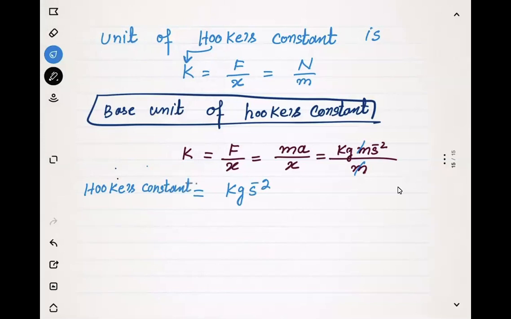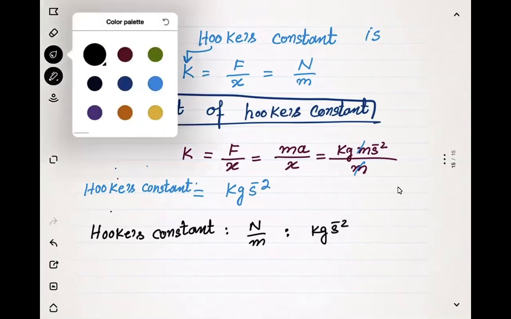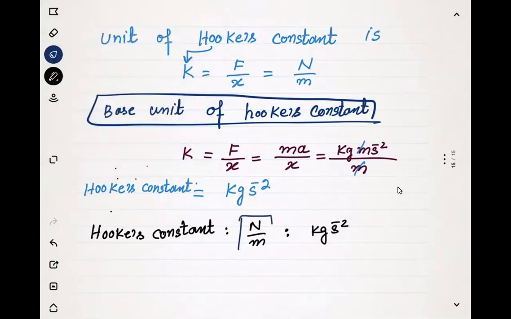Now for Hooke's constant we can write: its unit is Newton per meter and its base unit is kilogram second minus 2. So here we go with the unit and here we go with the base unit.